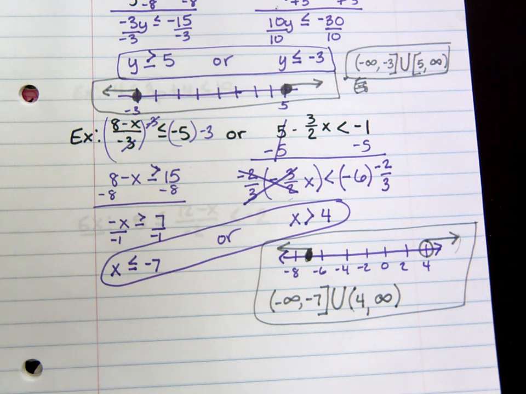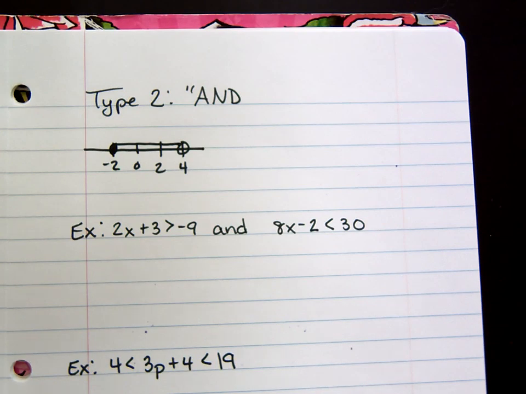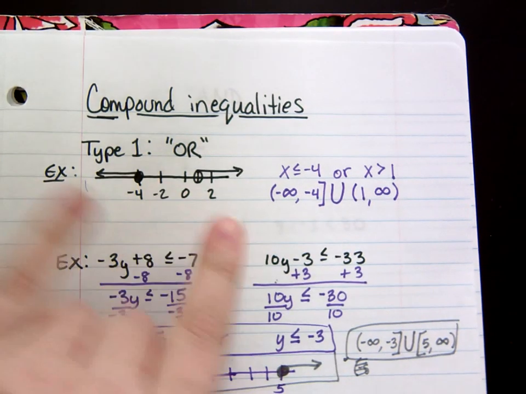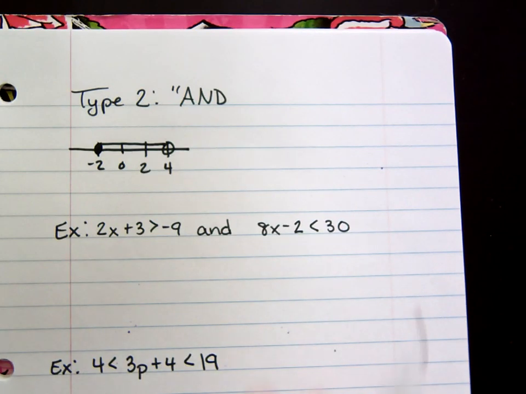So those are OR type compound inequalities. The other type is an AND. So in this one, the two inequalities went in opposite directions away from one another. In this one, they go towards one another and overlap.